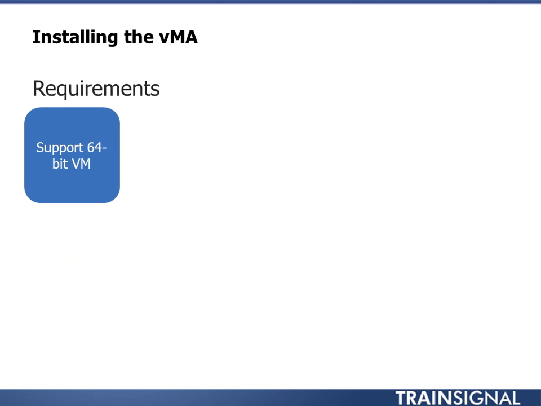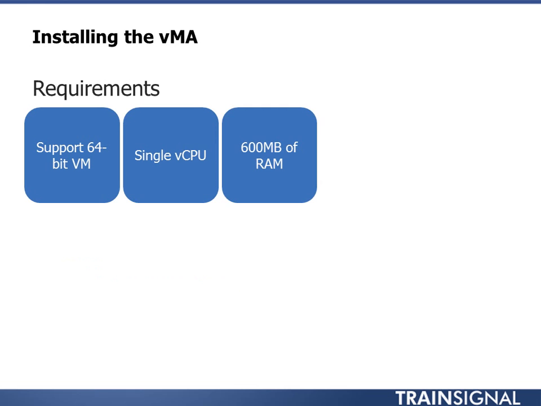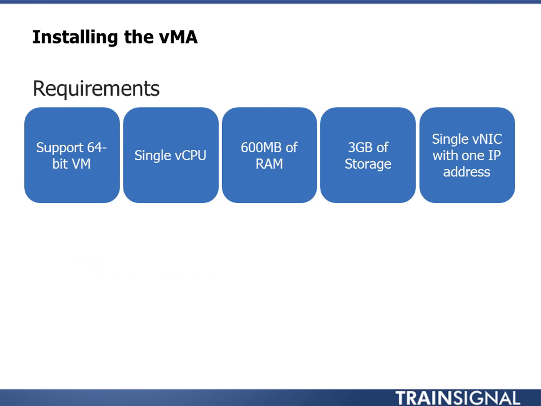Some requirements, it's pretty simple. You have to support 64-bit VMs. There's a single vCPU, 600 meg of RAM, 3 gigs of storage, and a single VNIC with 1 IP address. So, nothing too crazy here. Definitely some of the other VMware appliances are far more resource hungry than this is.